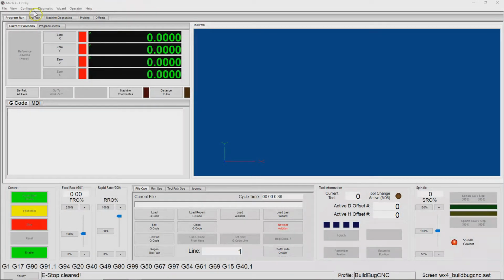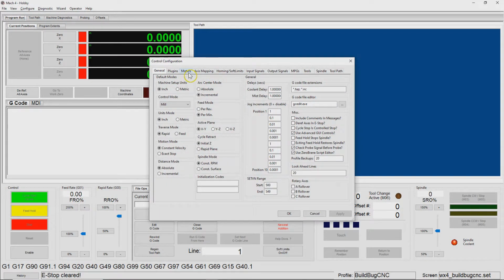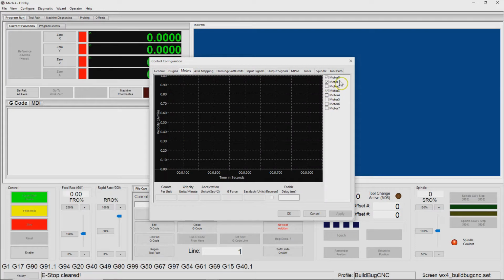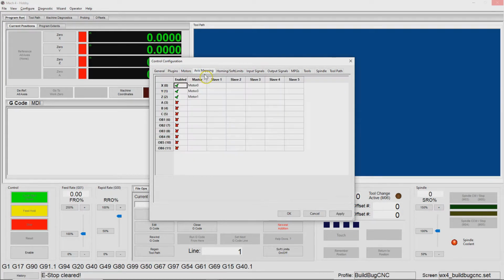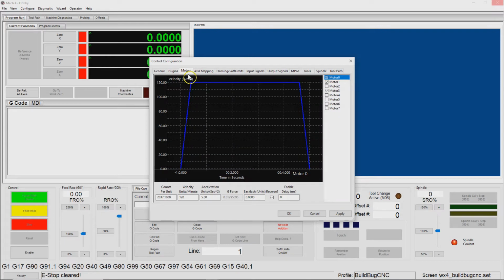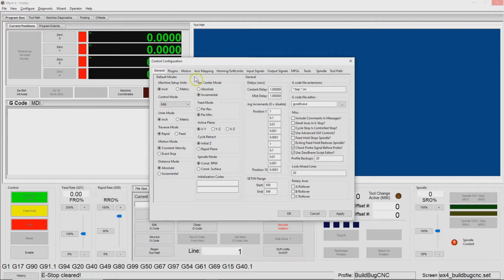All right, so it's time to calibrate the CNC machine's motion. Mach4 has this concept of counts per unit. If we go to a motor, this is my motor zero, which I've mapped to the x-axis. You'll see I've set up a counts per unit of 2037.18. One of the first things you set up in your configuration in Mach4 is whether the machine is going to operate in inches or in millimeters, or inches or metric.